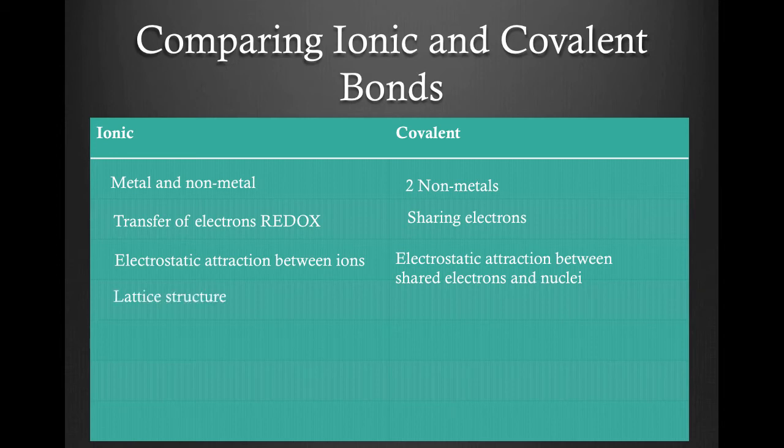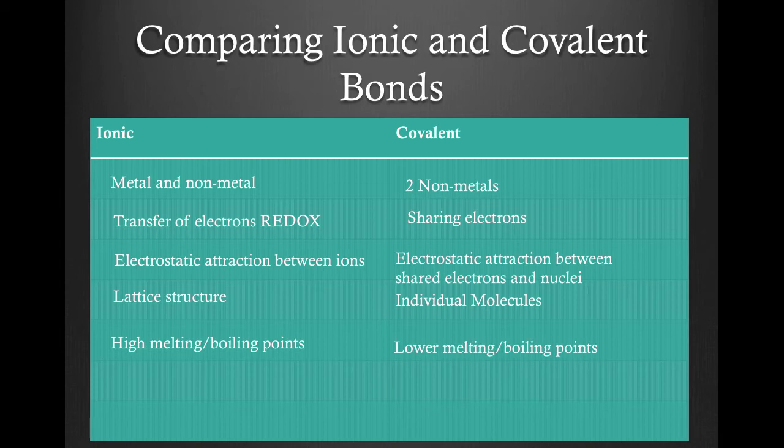Remember, ionic bonds form a lattice structure. Covalent bonds form individual molecules, and therefore I can draw a Lewis structure. However, with an ionic substance, can I draw a Lewis structure? No, because it forms this huge crystal of alternating negative and positive charges. So remember, the word molecule is always about covalent substances. We learned from lab that ionic substances, like copper sulfate, have high melting points, where covalent substances, like paraffin, have lower melting points.